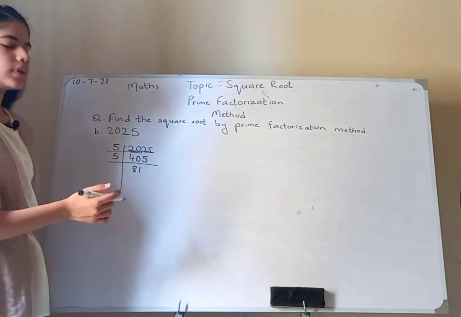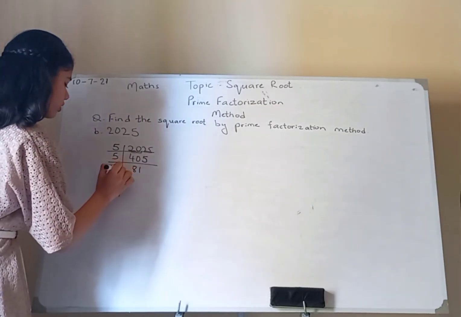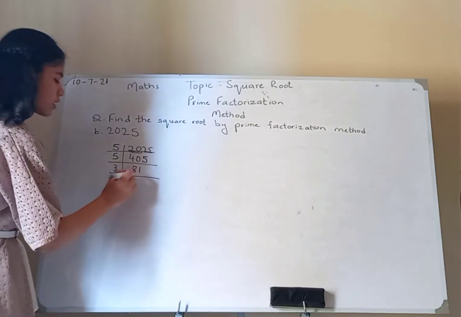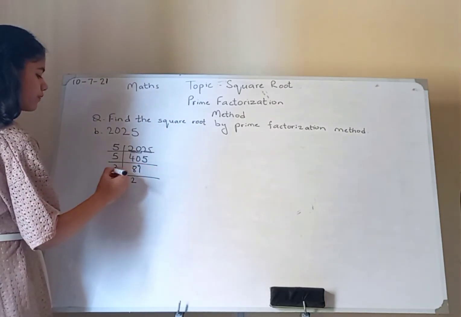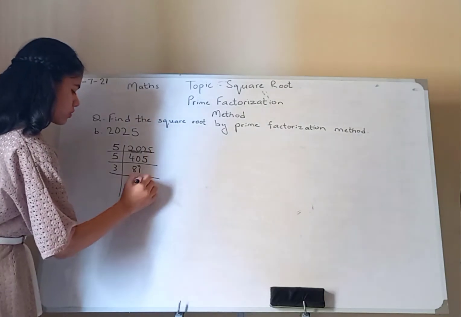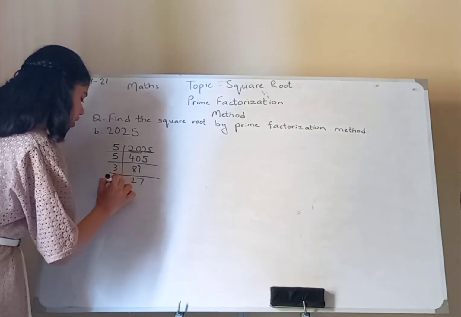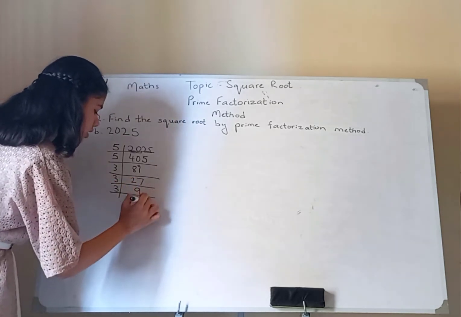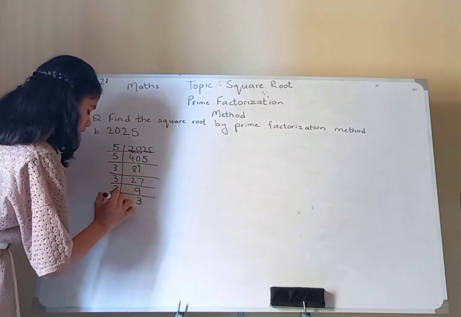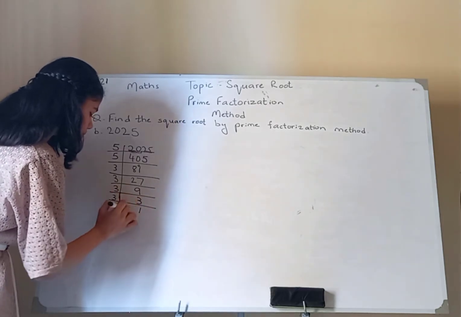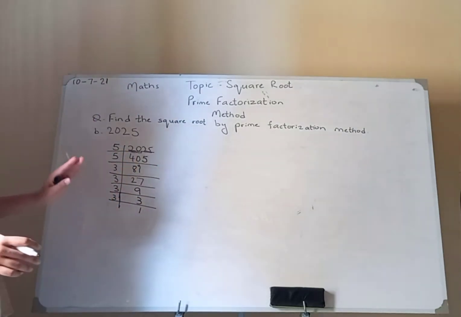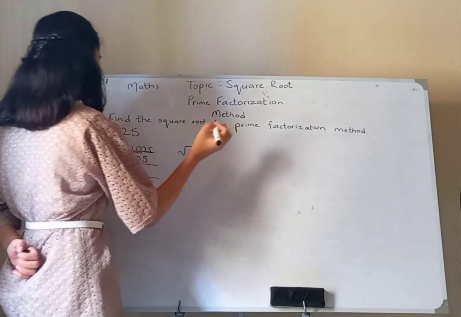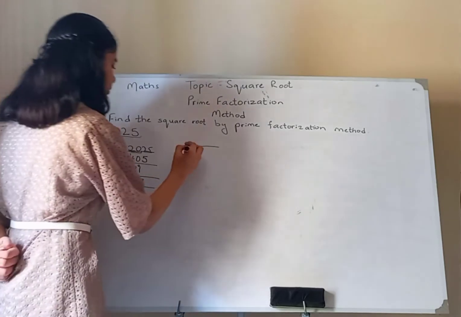Now this can be easily solved from the table of 3, because 3 times 2 is 6, 2 carry over here. 3 times 7 is 21. 3 times 9 is 27. 3 times 3 is 9. 3 times 1 is 3. We are done with our prime factorization. Same rule following. We have to put this number in a square root.